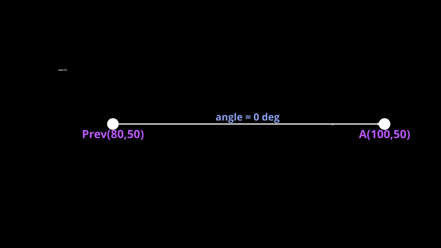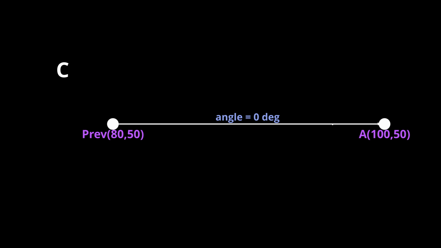Next, we need two things: the size of the arrowhead, which we set to 12 pixels, and the anchor point. The anchor is crucial. It's the tip of the arrow, A. All our drawing will pivot and be measured backward from this point. We need to find the coordinates of the two back corners of the triangle. Let's call them B, the upper wing, and C, the lower wing.